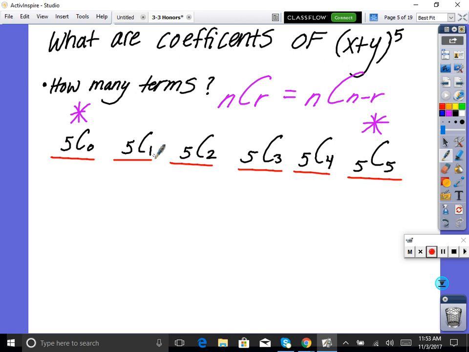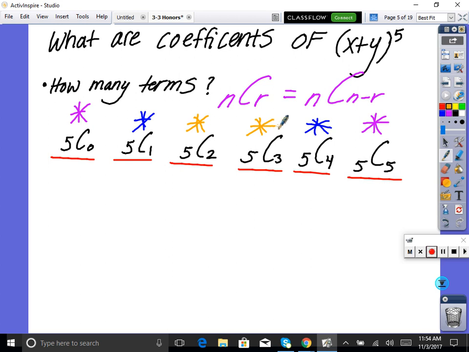Okay, now 5 choose 1. What will that be the same as? 5 choose 5 minus 1 is 4. So this and this will be the same when we simplify. We just showed you why, doing the algebra. Okay, 5 choose 2. What's 5 minus 2? 3. So 5 choose 2 and 5 choose 3 will be the same.